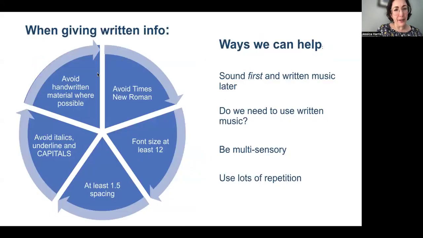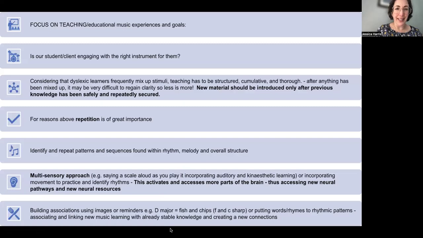When we're giving written info, these are some pointers. Avoid handwritten material where possible. Avoid Times New Roman. Have the font size be at least 12, at least 1.5 spacing, and avoid italics, underlines, and capitals. So how can we help? Well, we can sound first and write the music later. Introduce music by sound first, asking the question, do we need to use written music? We can be multisensory, that word multisensory again, and we're going to dive deeper into what that means. And we can use lots of repetition.